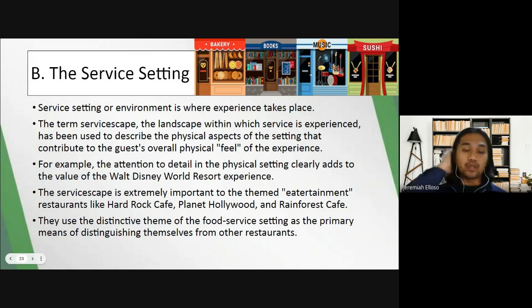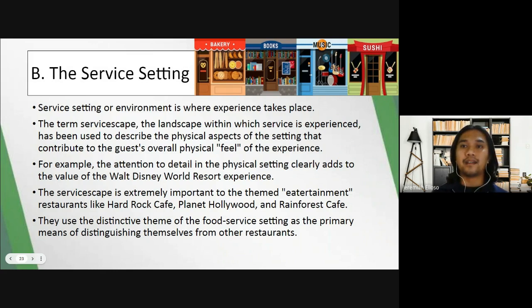And this has been used to describe the physical aspects of that setting that contribute to the guest's overall physical feel of that experience. And I can tell from my own experience that truly the service setting or the landscape of the venue contributes to the overall feeling that you get from that moment. All right. So, for example, the attention to detail in the physical setting clearly adds to the value of the Walt Disney World Resort experience.